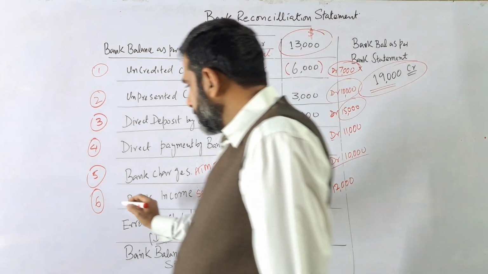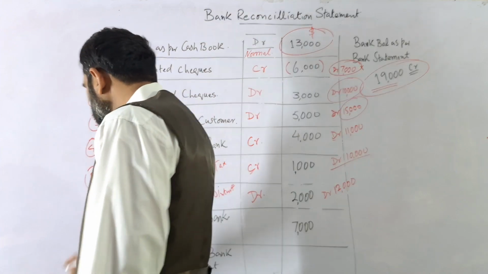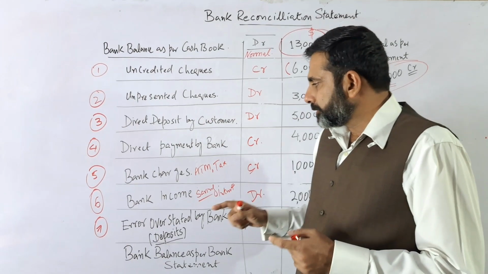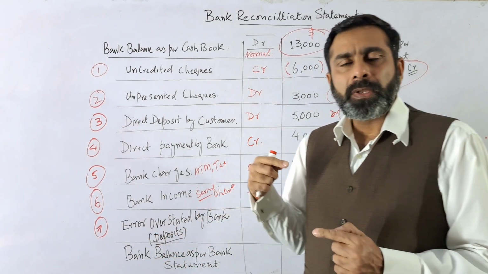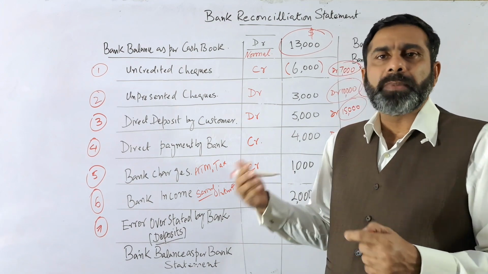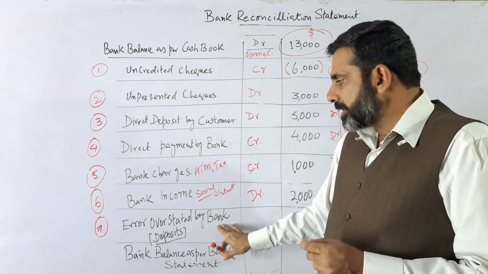Okay, the next thing, that is the last one, we have to find out the reason why they are different. So there is an error. Error by whom? By the customer, or it may be by the account holder, or it may be by the bank. So here there is an error by the bank.